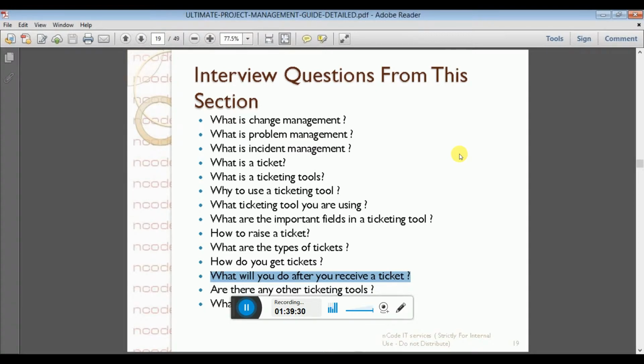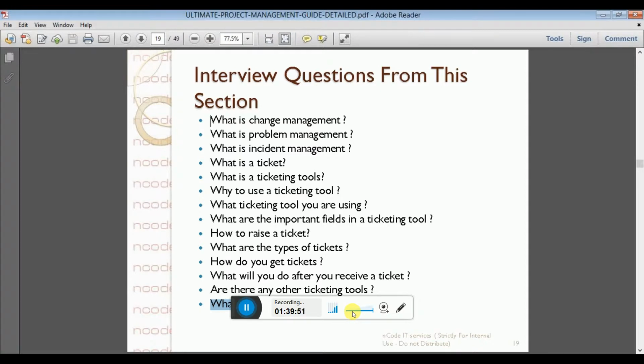Are there any other ticketing tools? We are using only the Remedy ticketing tool. There are other tools like ClearQuest, which our QA team is using. Then we have Mantis, which is another tool. So there are a couple of other tools, but we are using Remedy. What is the priority of a security ticket? The priority is basically urgency. We have three priorities, P1, P2, P3.